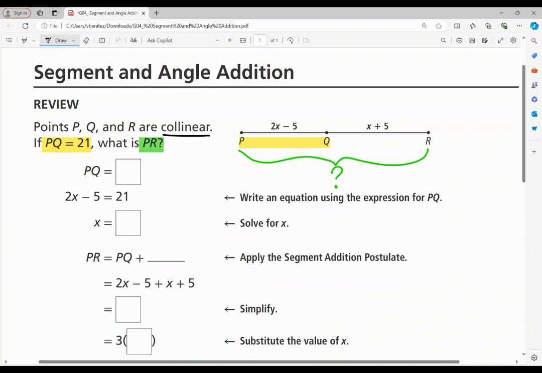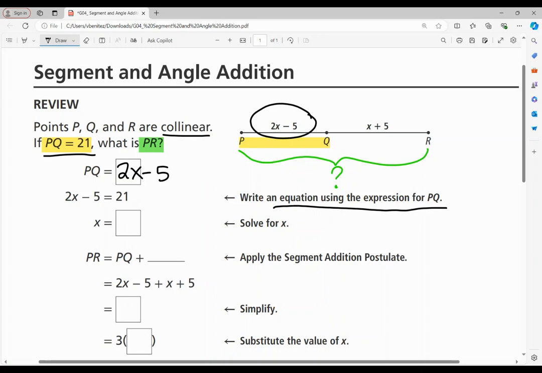We know that from P to Q, it is measuring 21. So the question is, what's the measurement from P to R? Let's use what we know. We know that from P to Q, it's equal to this expression right here of 2x minus 5. We also know it's equal to 21. So you notice that they write the equation using the expression 2x minus 5 is equal to 21.